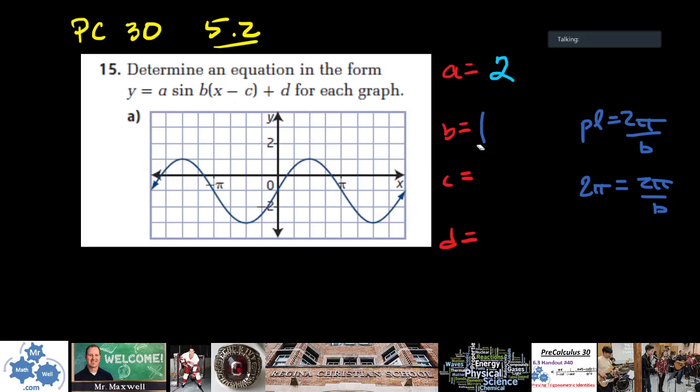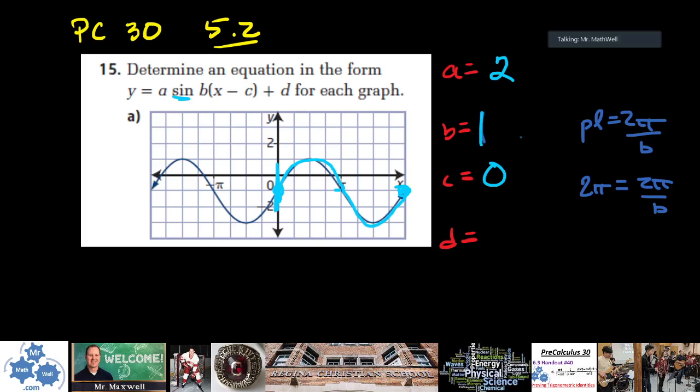C. Okay, so this is where it gets tough. We could go to the right or to the left. We could phase shift this over. Obviously, we want to try and find where the start of this sine graph would be. So you know that a sine graph generally looks like this, right? It appears that the start of what would be a sine graph is right on x equals 0. So we don't have to shift this over at all. So C is 0. We don't have to shift it left or right. It starts where a sine graph regularly starts.